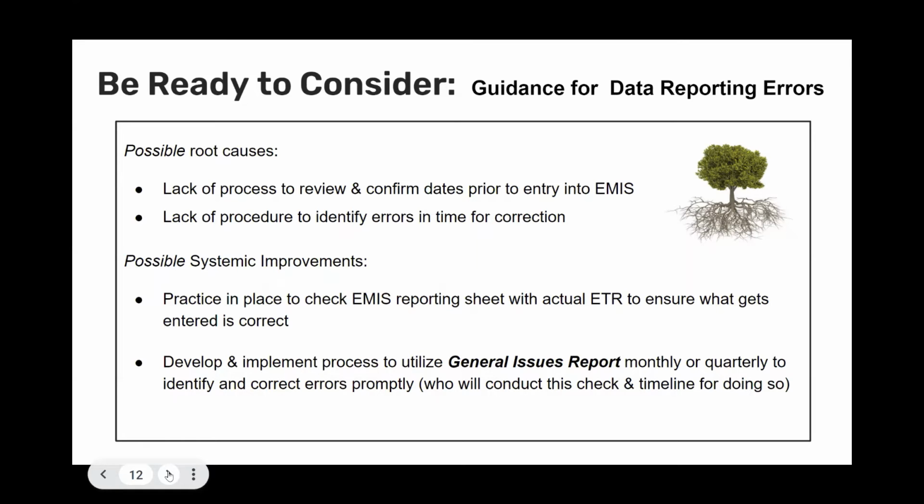So if those were the issues, you might want to look at some improvements, considering what you could put in place with EMIS, possibly a reporting sheet, to keep track of the process of the ETR to make sure that what is getting entered is correct. You could also develop and implement a process to utilize the general issues report on a scheduled timeline, so either monthly or quarterly, to make sure that you identify and correct errors promptly, and consider who would conduct this check and what would be your timeline for that process.